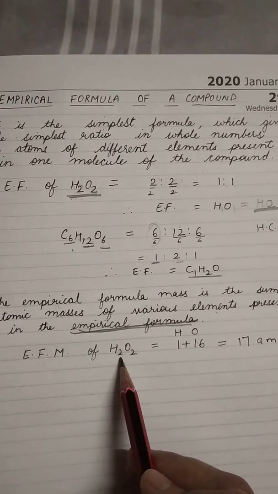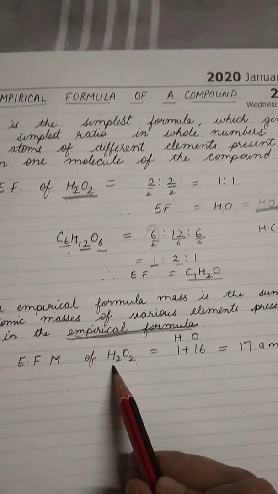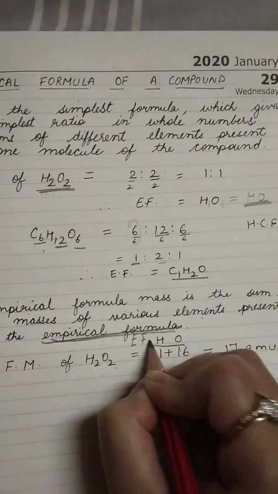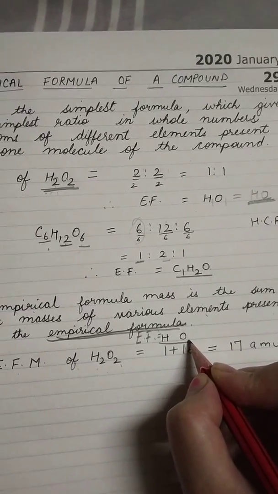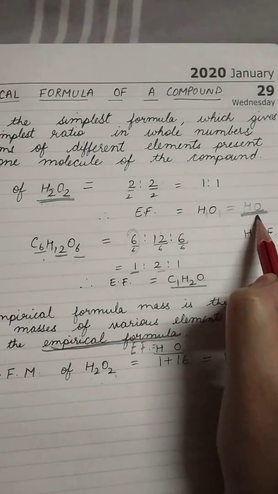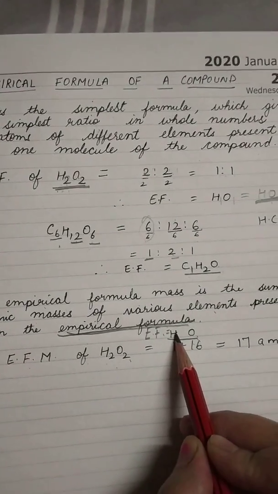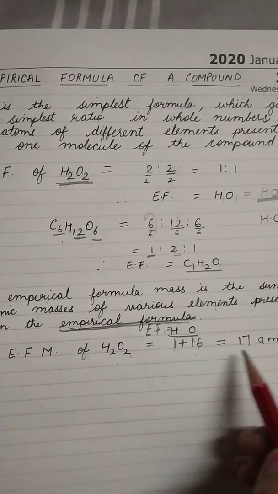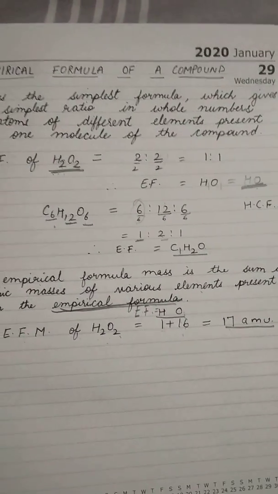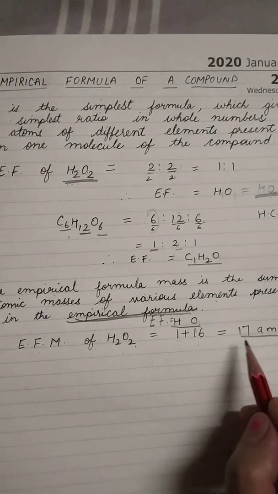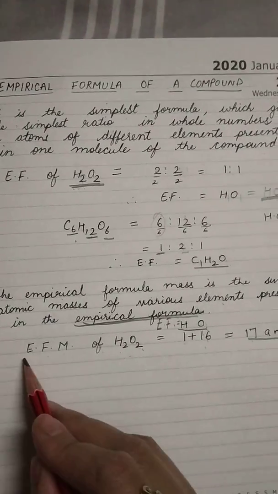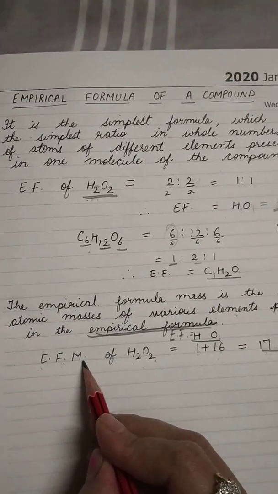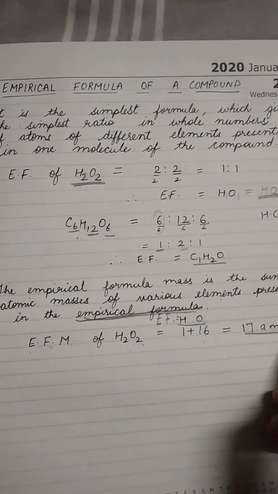So the empirical formula mass of H2O2. First, it is not H2O2; the empirical formula is HO, right? This we have already done. Now H has atomic mass 1, oxygen is 16. So 1 plus 16 comes out to be 17 AMU. This is the empirical formula mass. EFM is simply the abbreviation I have used for empirical formula mass. So this is how we calculate it.